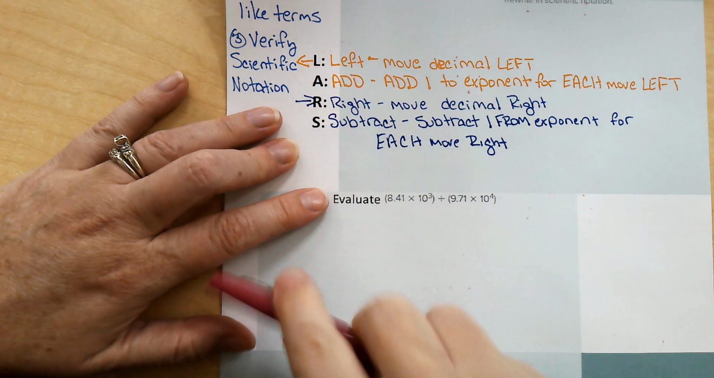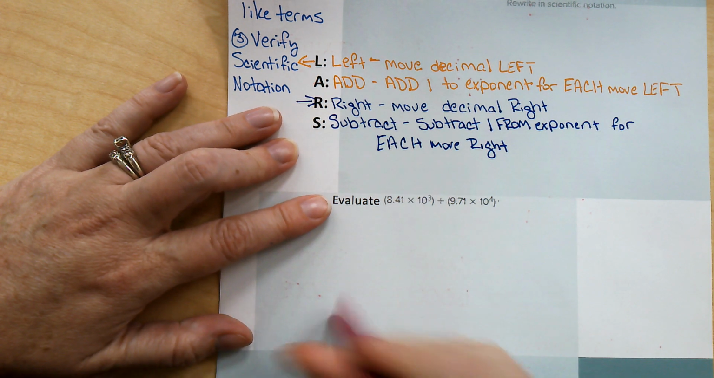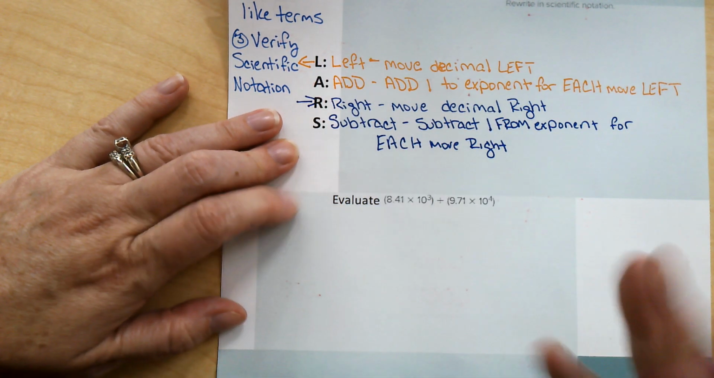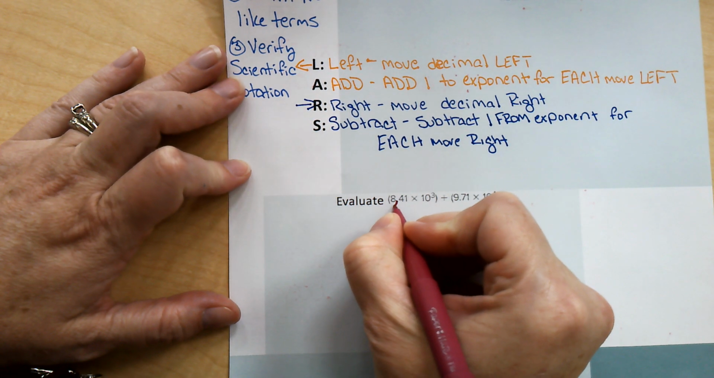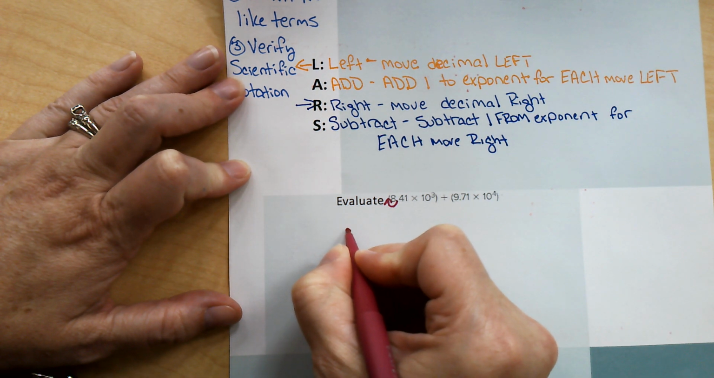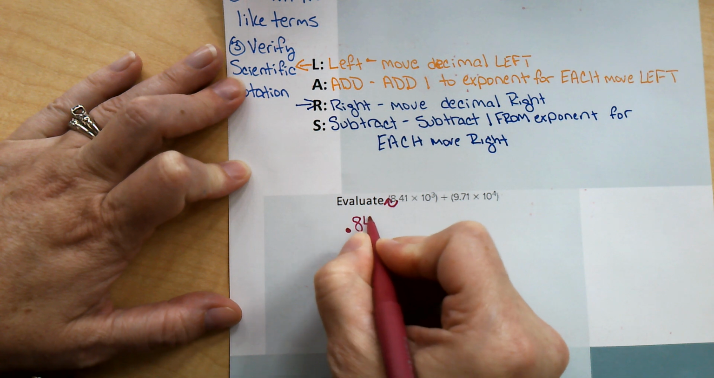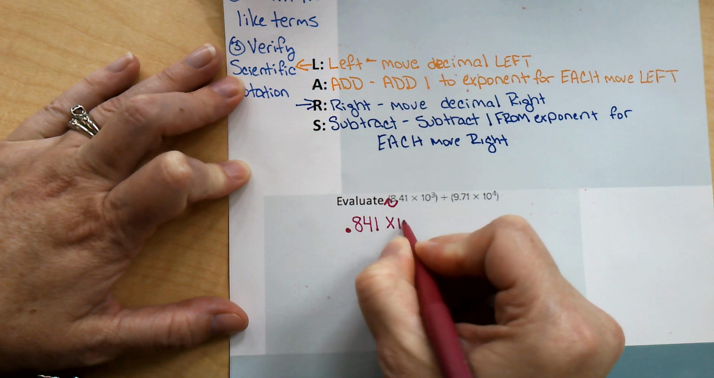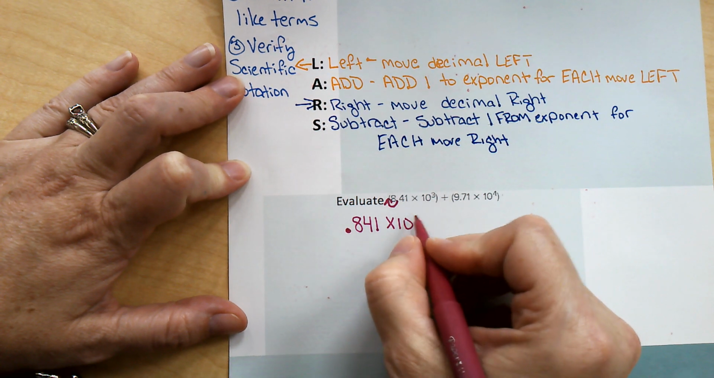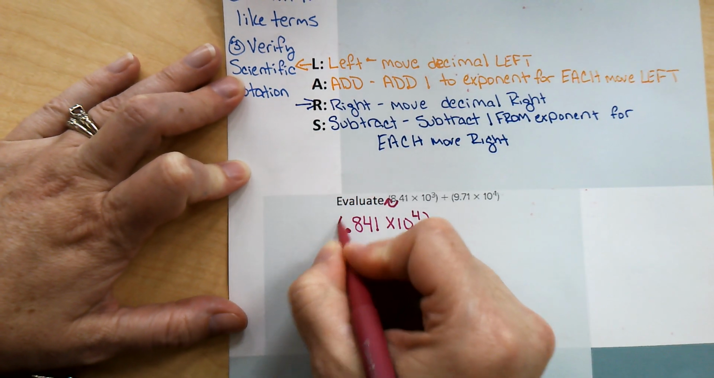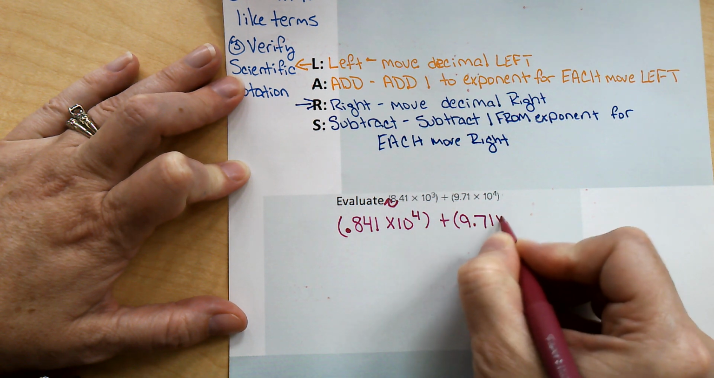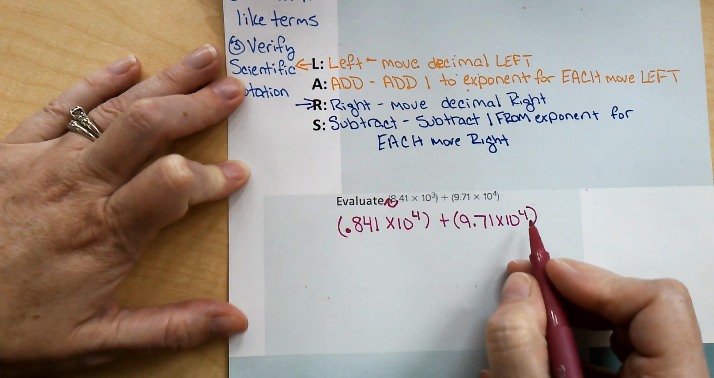All right. So if I am going to add 1 to my exponent, that means I'm moving my decimal to the left because they go together. And if I move my decimal to the left, I need to add 1. I move my decimal to the left 1. So instead of behind the 8, it now goes in front of the 8. 0.841 times 10. I moved it to the left, which means I add 1, 3 plus 1 is 4. Now I bring over my second term, 9.71 times 10 to the 4th power. These are now like terms.